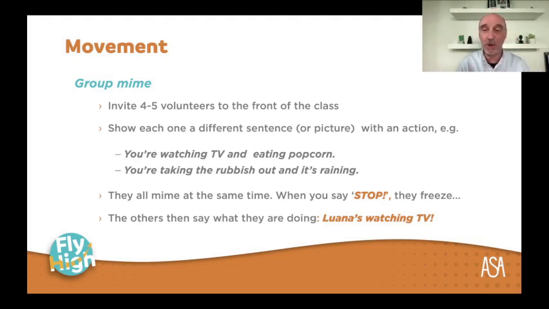And they can keep on guessing until they've got all the 4 or 5 sentences and correct answers for each of the students involved in the multi-mime. So it's very active.